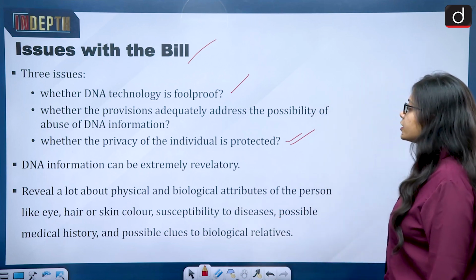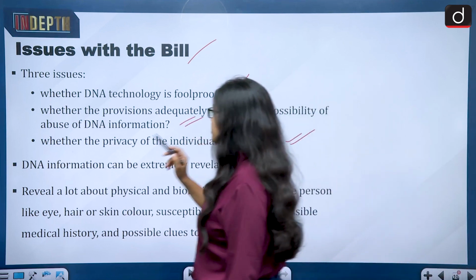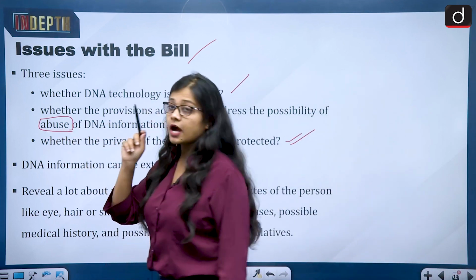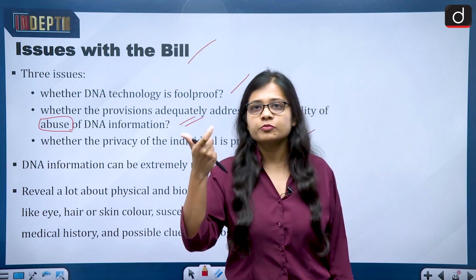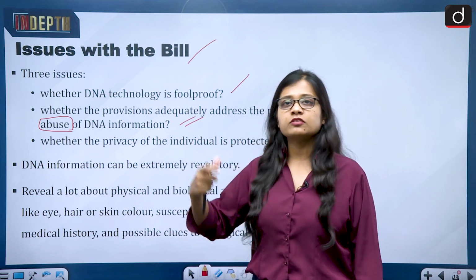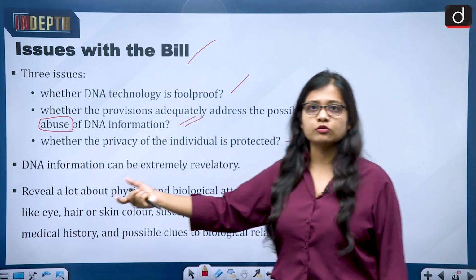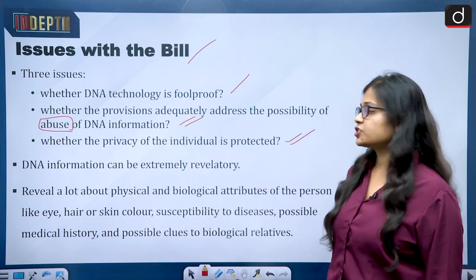Whether the provisions adequately address the possibility of abuse of DNA information. This is where the problem lies, abuse of DNA information. If by chance the information goes out and misuse of the information takes place, then what? This will lead to many other problems also. And that is where the right to privacy aspect also comes into the picture.